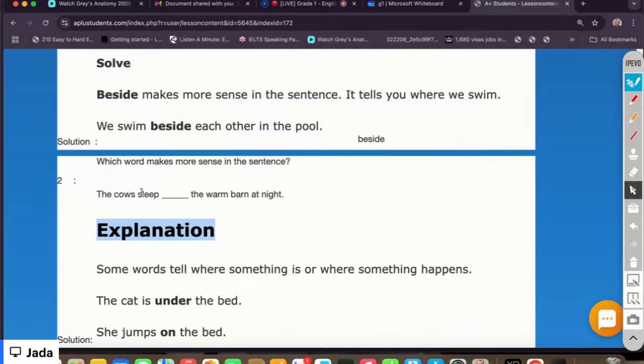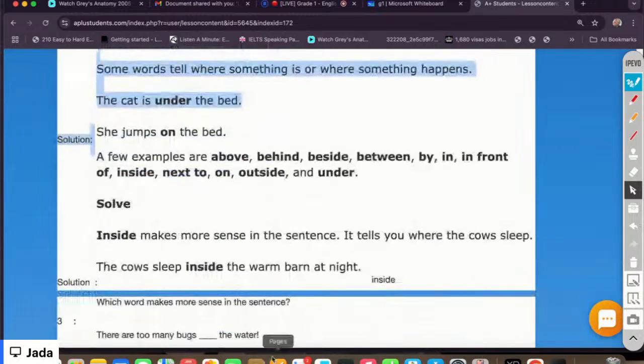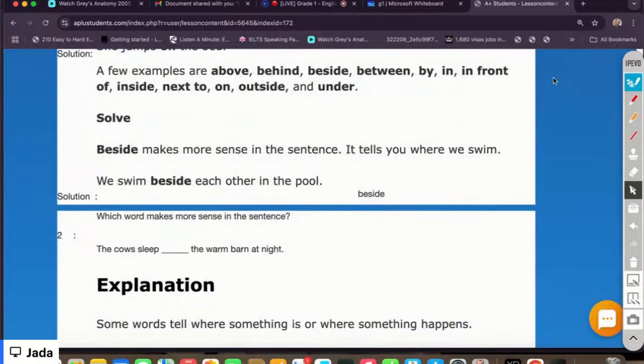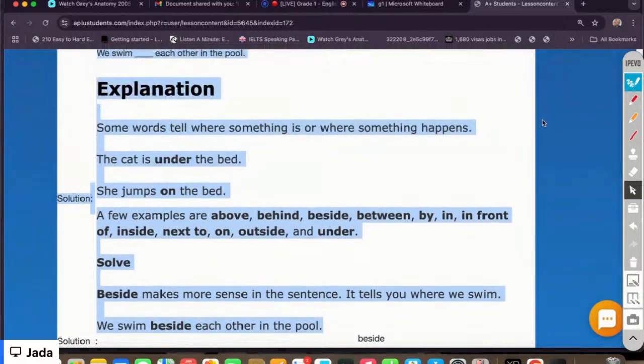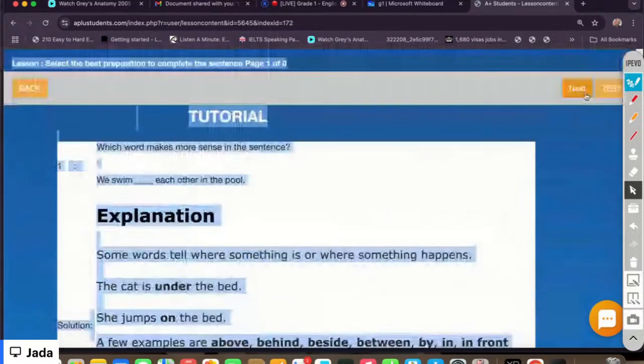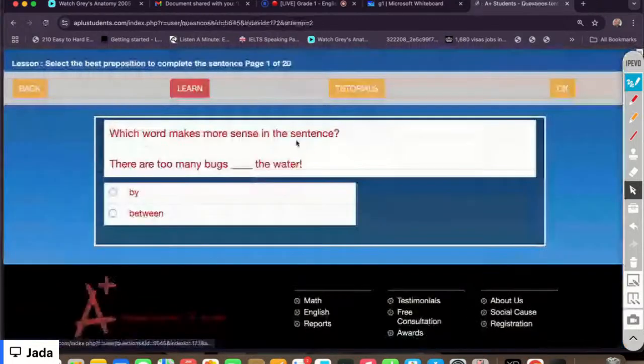So we have, the cows sleep dash the warm barn at night. So inside makes more sense. It tells you where the cows sleep. So the cows sleep inside the warm barn at night. Okay, so let's move on. So we'll move on to the test now.